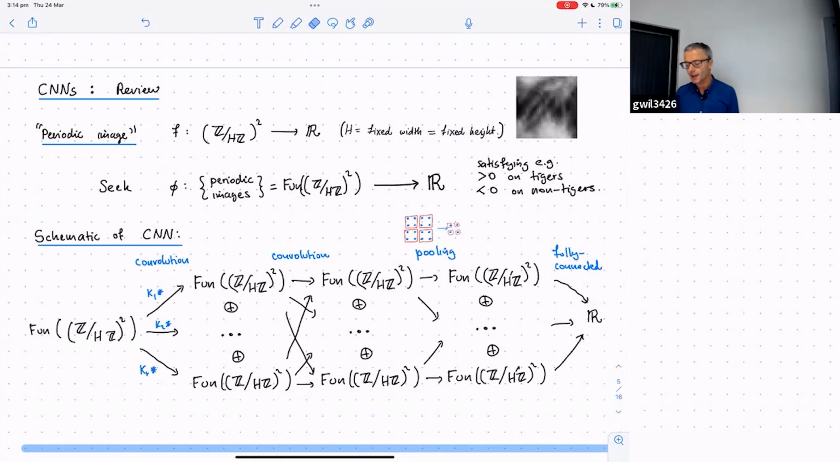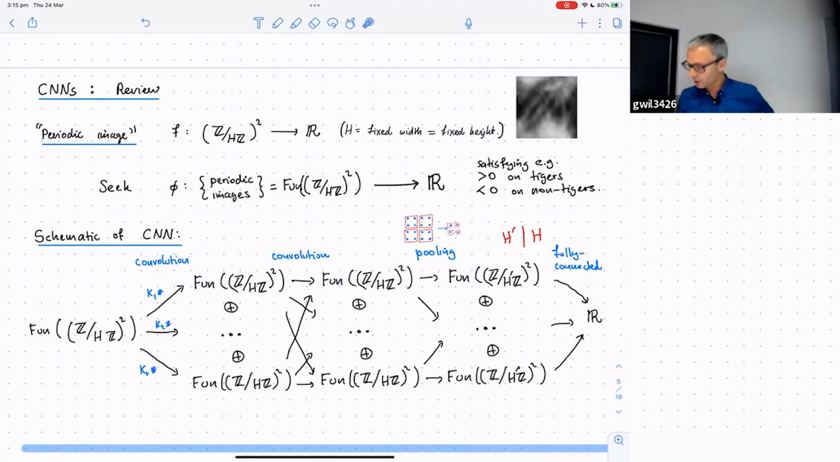And we do this in the following way. We have several layers, and typically these layers will consist of other periodic images, perhaps at lower scales. So in the first two layers of this neural net, I'm assuming that my periodic image is the same scale. And then in the third layer, I'm assuming that the periodic image has dropped in scale somewhat. So H prime is assumed to divide H.